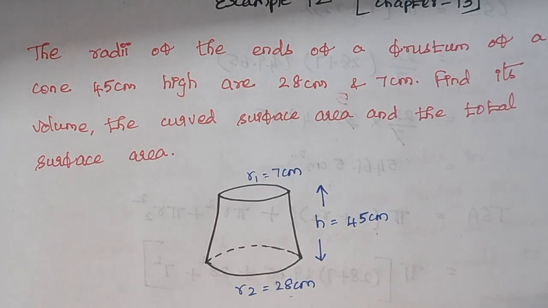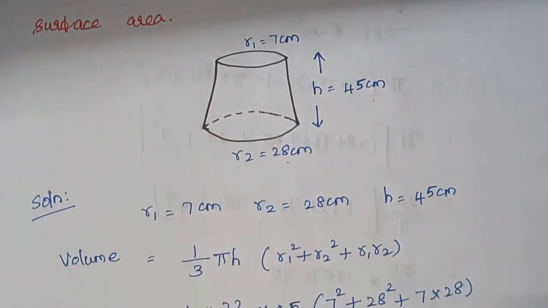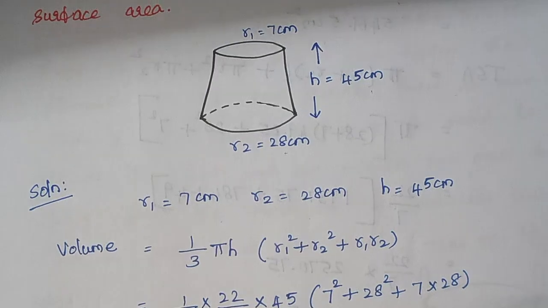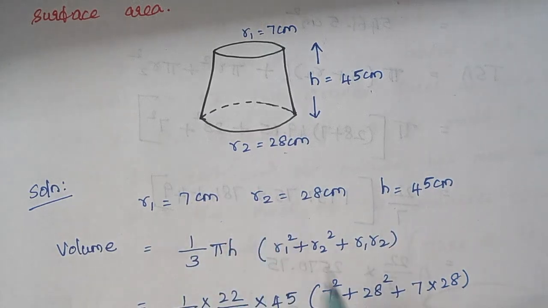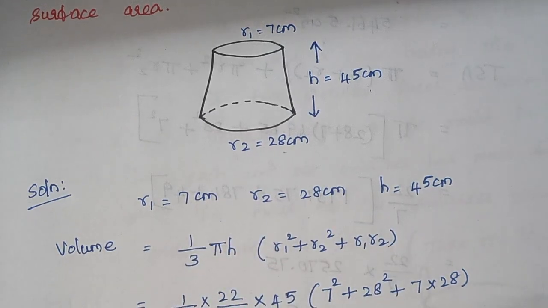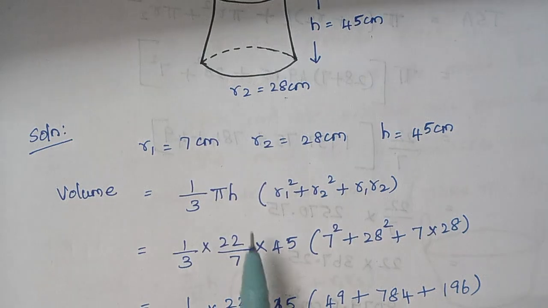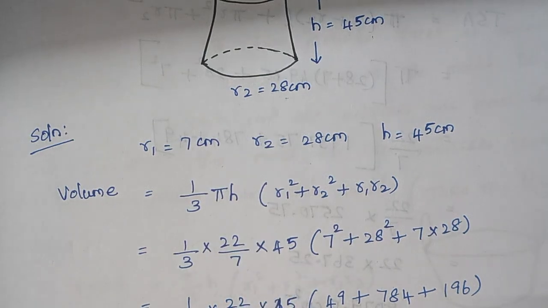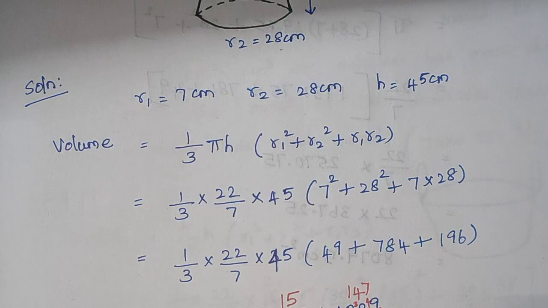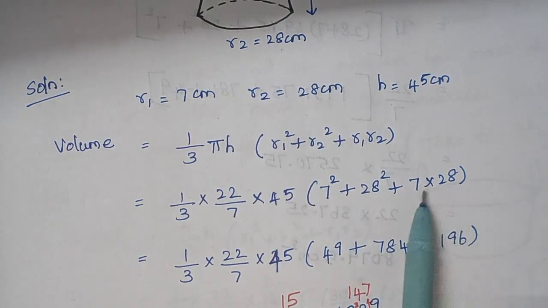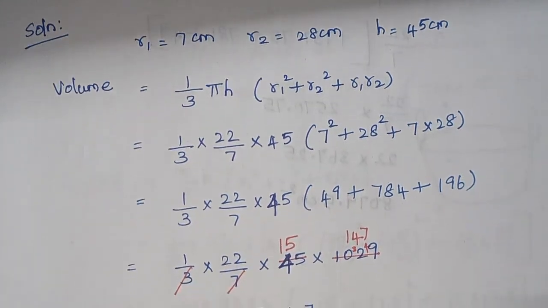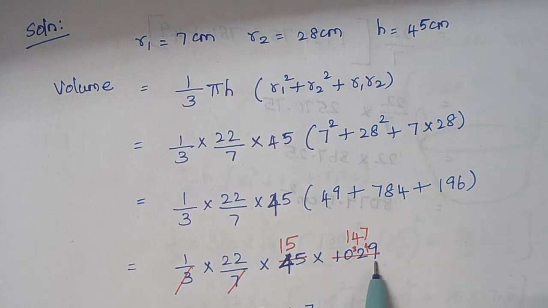So the volume of the frustum of a cone is given by 1 by 3 pi h (R1 square plus R2 square plus R1 R2). We know the value of h, we know R1 and R2, so just substitute them in the formula. The value of pi is 22 by 7. When you simplify, you see 7 square is 49, 28 square is 784 and 7 times 28 is 196. So when you solve and simplify, we get 1029.